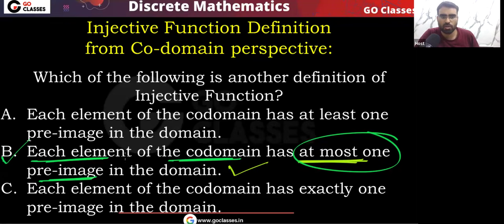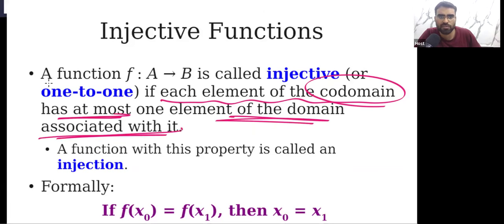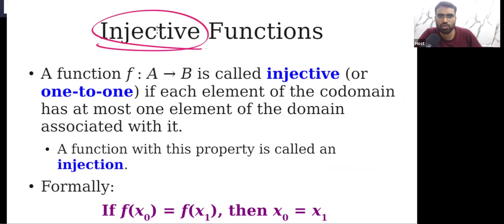Understood? So this is another definition of injective function. You can easily see that each element of the codomain has at most one element of the domain associated with it. So this is the definition of injective function from the codomain point of view.